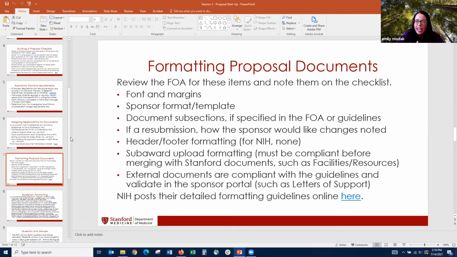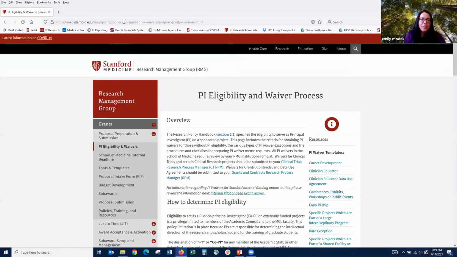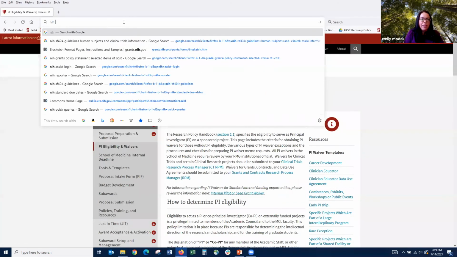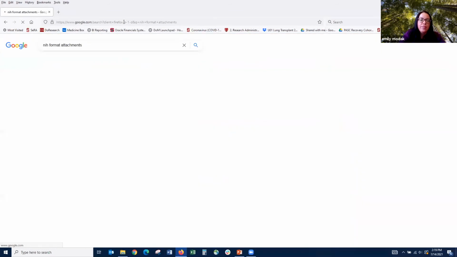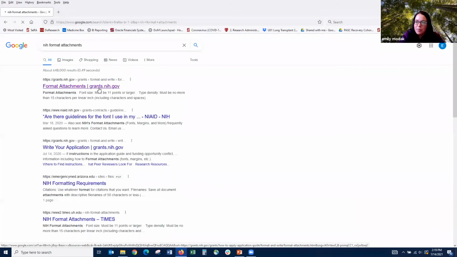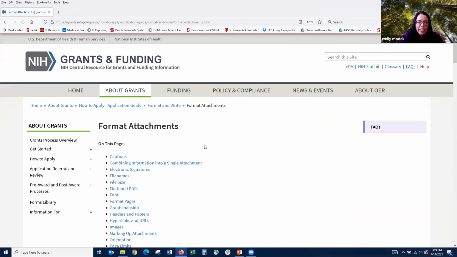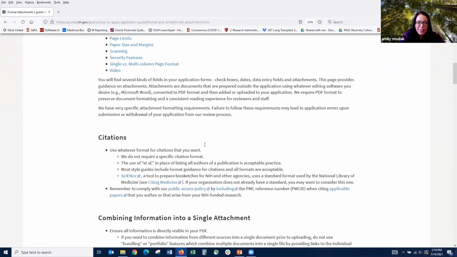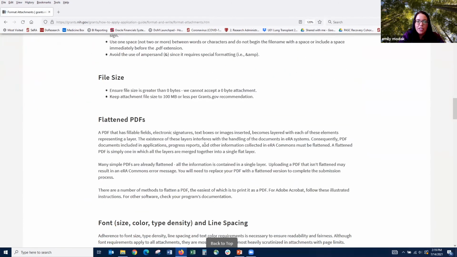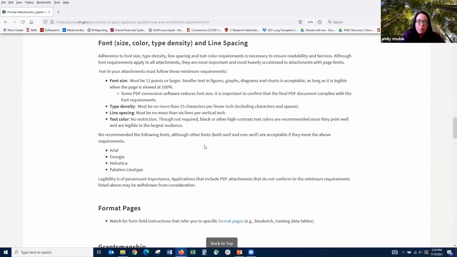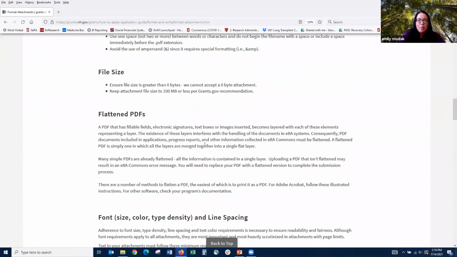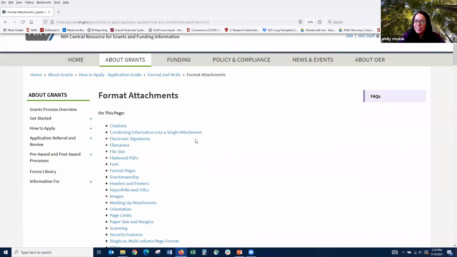But with NIH, actually NIH has their own detailed formatting guidelines. I have this noted at the bottom of the slide, but I'll just go ahead and show you here. NIH format attachments. Again, the top results, it's actually extensive information. And so this is a really useful place to go. If your PI says to you, am I allowed to include a URL or can I attach a video? And you don't know off the top of your head, boy, NIH has got all of it covered right here.